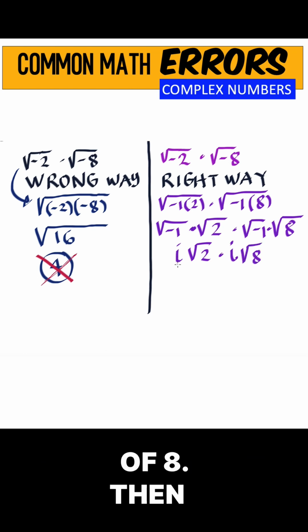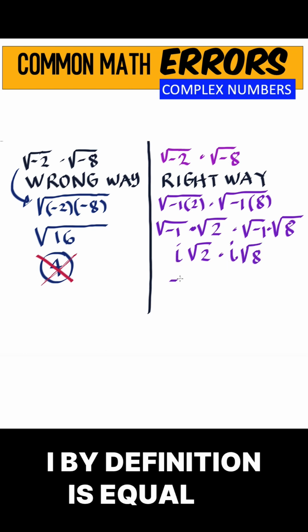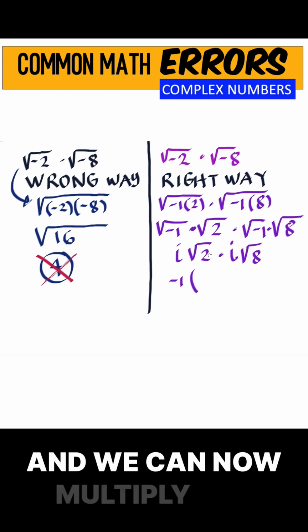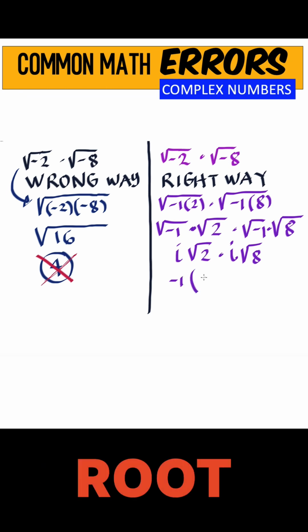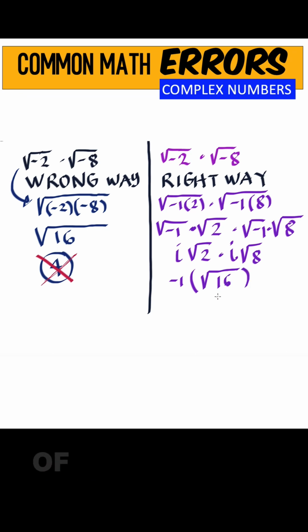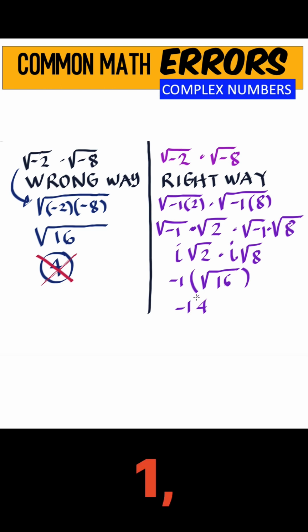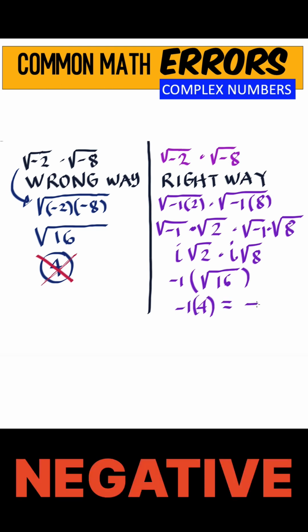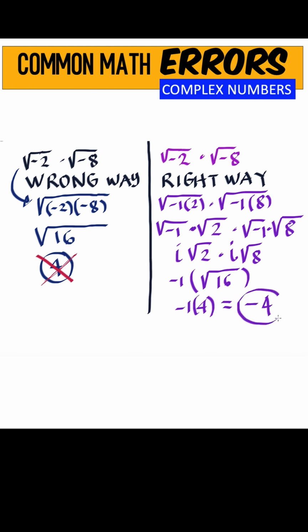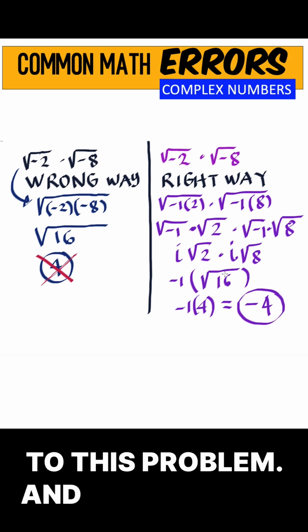Then i times i, by definition, is equal to negative 1, and we can now multiply the square root of 2 times the square root of 8 as the square root of 16. The square root of 16 is positive 4 multiplied by negative 1, and the result is negative 4, which is the answer to this problem. And we are done.